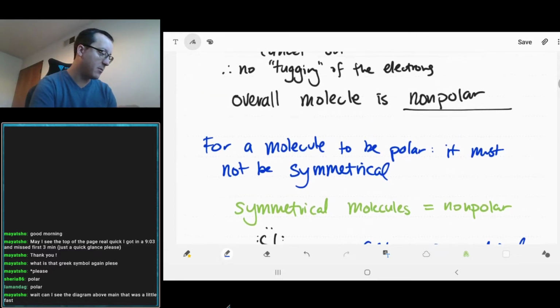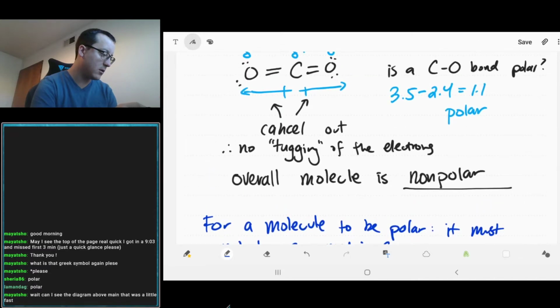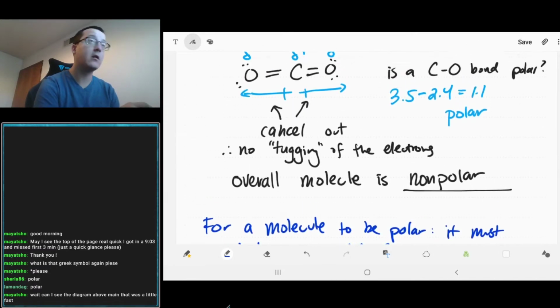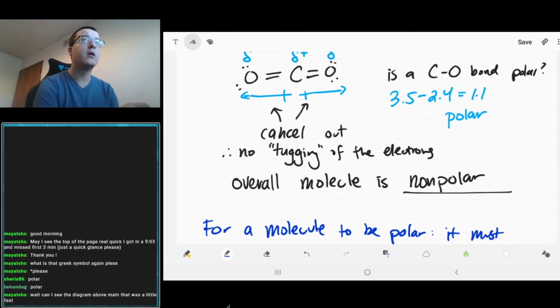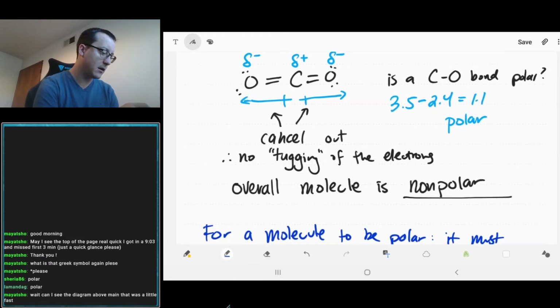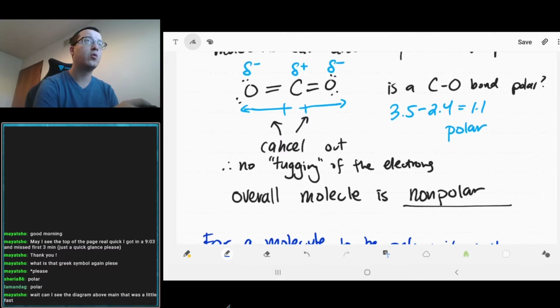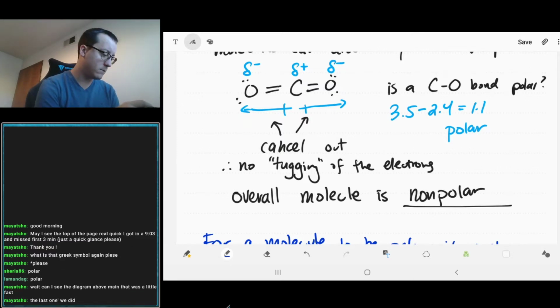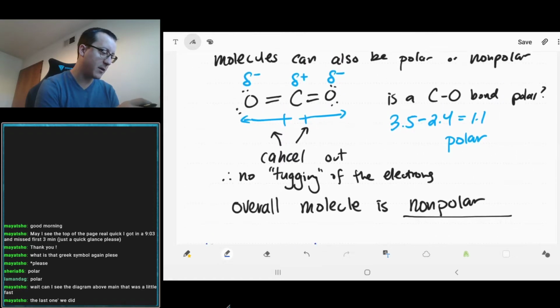The diagram above it. Which diagram? Above main. Like the carbon dioxide molecule, is that what you mean? So yeah, carbon dioxide.